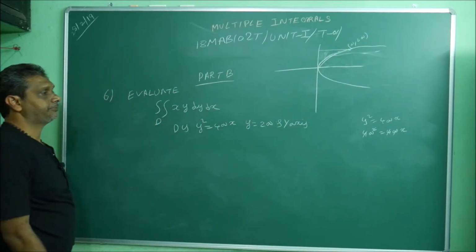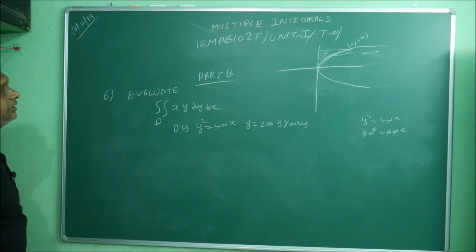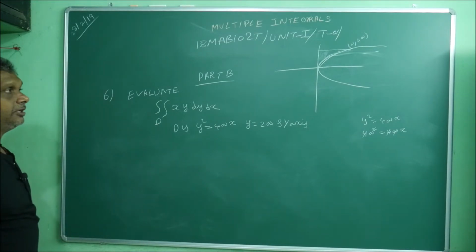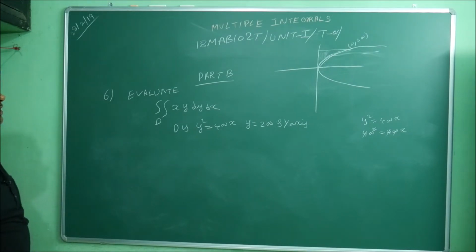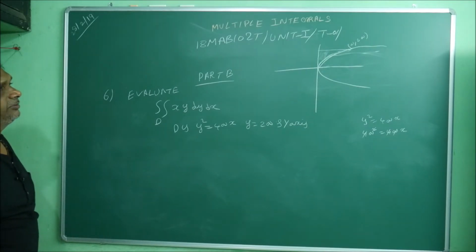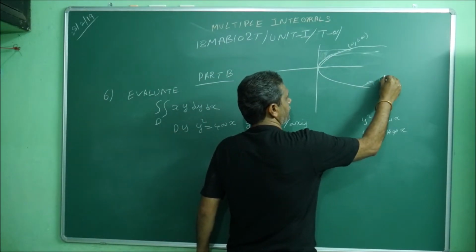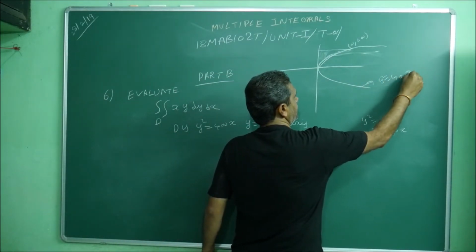Any doubt? Already I told you, either you can draw x constant or y constant. If you draw x constant, the x limit should be constant, and the y limit will be variable, in terms of x. Whichever you wish, you can take. Now, this curve is y square is equal to 4ax.